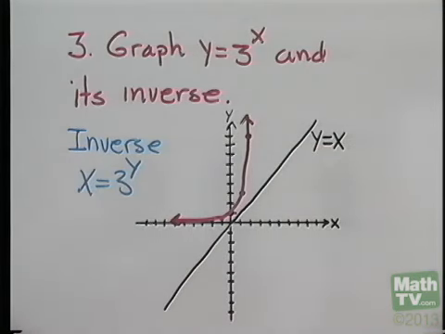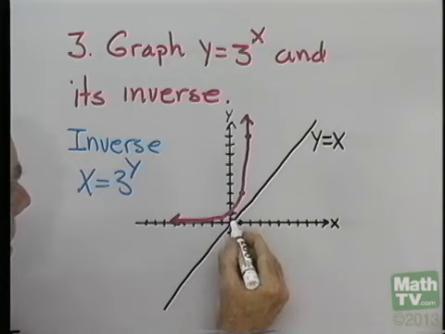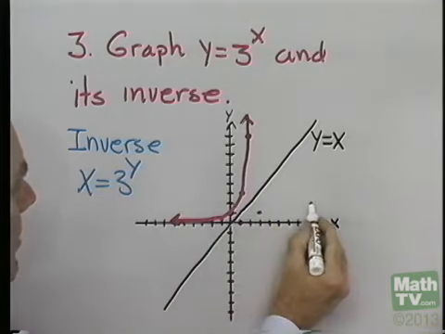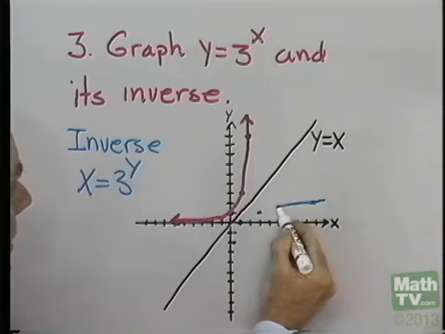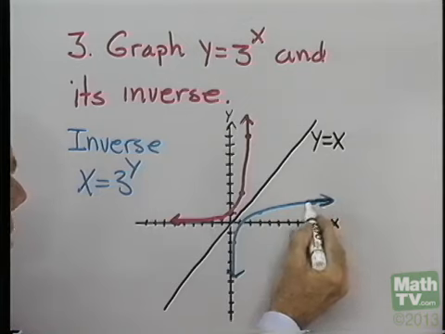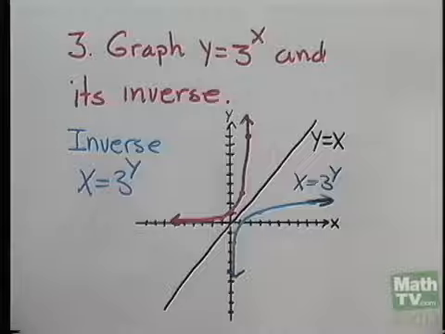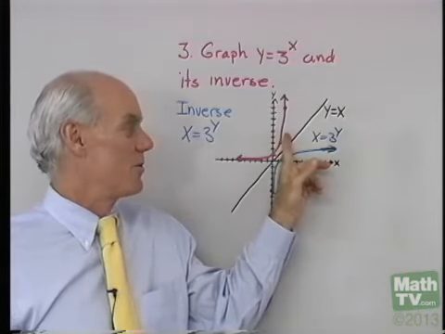Now I'll reflect my graph of y equal 3 to the x about the line y equal x, and I'll have this point. When y is 1, x will be 3. When y is 2, x will be 9. When y is -1, x will be 1/3, 1/9, so on and so forth. All those ordered pairs have their coordinates reversed. And so here is the graph of x equal 3 to the y, which is the inverse function for this exponential function, y equal 3 to the x.